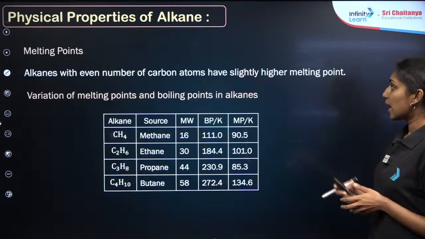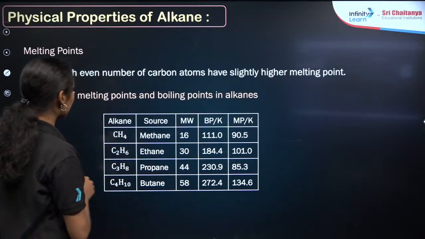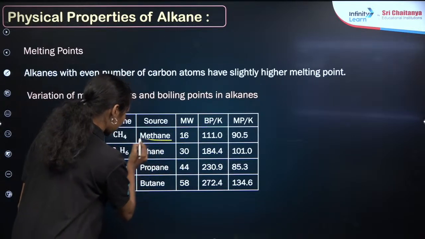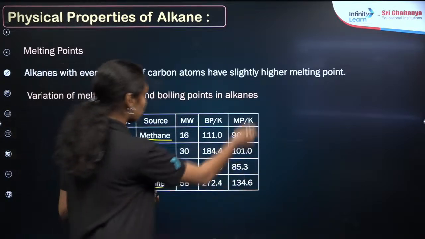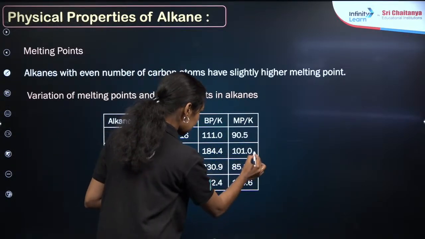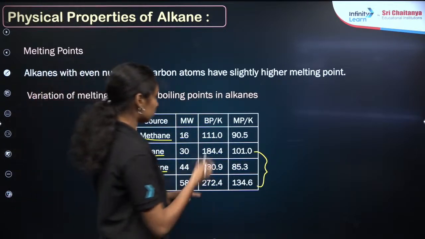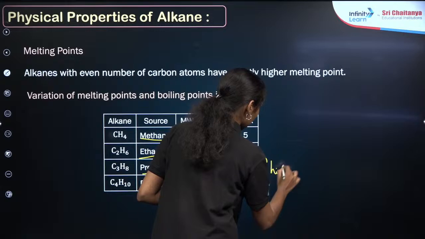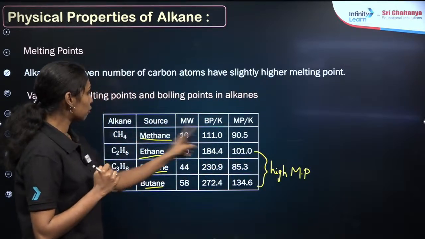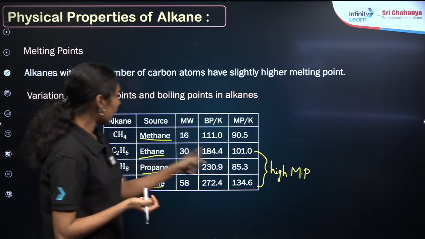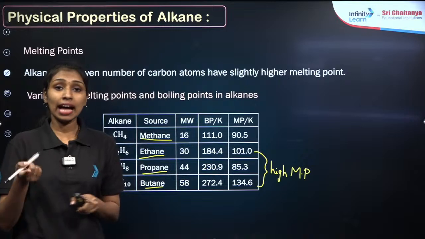Okay, fine. Now the last property is the melting point. There is data given here. This is our methane, CH4, then ethane, propane and butane. What you are observing here is the melting point. Comparing ethane and butane, they have a high melting point. In the case of methane, it will be 90.5. For propane, it will be 85.3. As compared to those two, ethane and butane have relatively higher melting points.